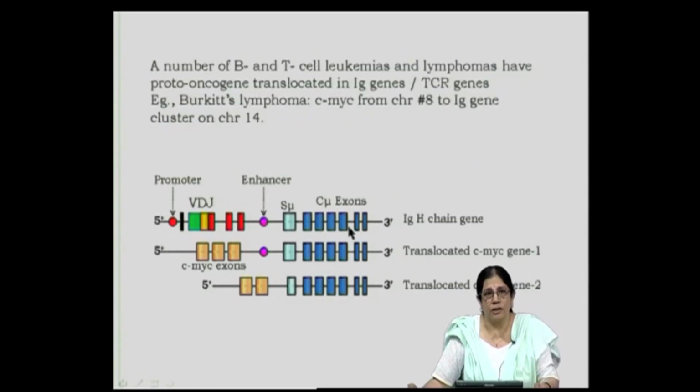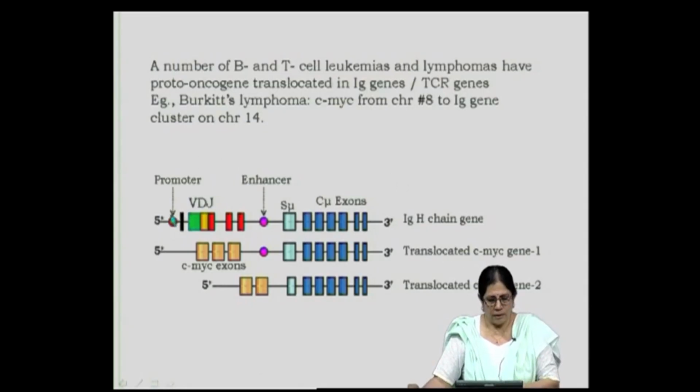Now, I will come to the translocation. A number of B and T cell leukemias and lymphomas have proto-oncogenes translocated into immunoglobulin genes or the TCR genes. Very well known is Burkitt's lymphoma, where the c-MYC from chromosome 8 is translocated to the immunoglobulin gene cluster, which is present on chromosome 14. Now, how does this happen? I mean, how does this lead to cancer?